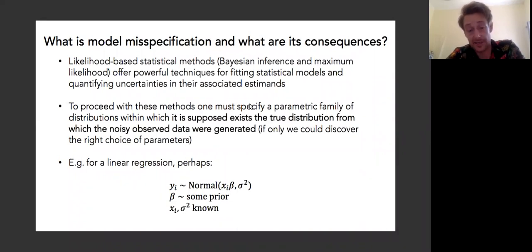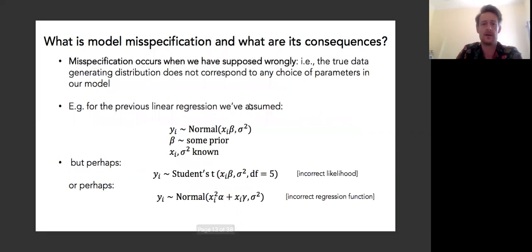And then, in a Bayesian context, we'll put a prior on the slope parameter, and we'll use the likelihood-based machinery of Bayesian statistics to come up with an estimate of what likely values of that beta slope parameter were. So the case of misspecification occurs when this assumption has been made incorrectly. We've assumed a certain range of data generating distributions in a parametric family, but in fact the way the data were generated doesn't correspond to any choice of the parameters in our model.